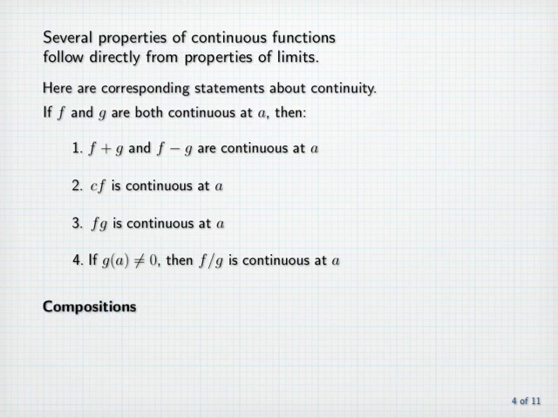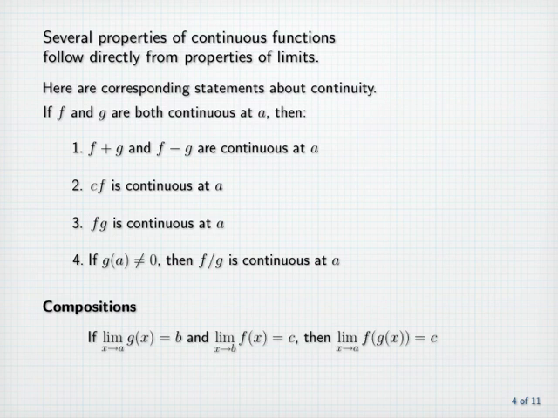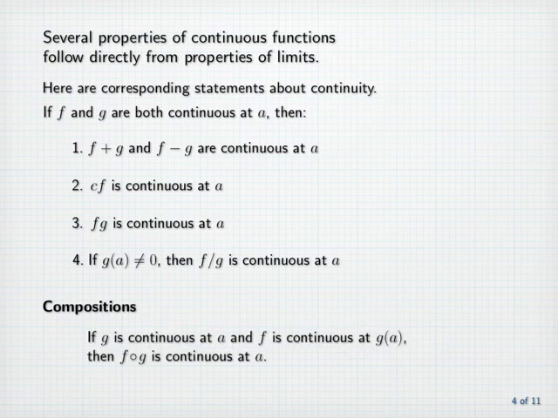Compositions. Here's a fact about limits of compositions. If the limit as x approaches a of g of x equals b, and if the limit as x approaches b of f of x equals c, then the limit as x approaches a of f of g of x equals c. This is equivalent to saying that if g is continuous at a, and if f is continuous at g of a, then f composed with g is continuous at a.